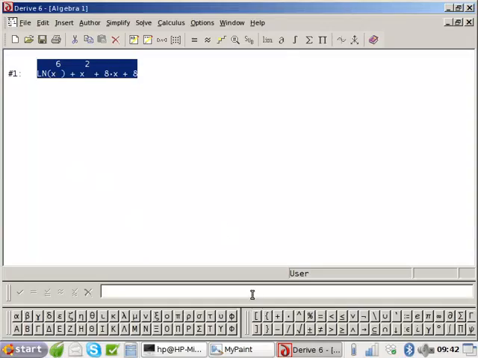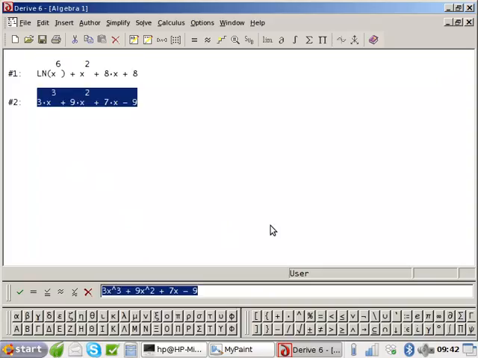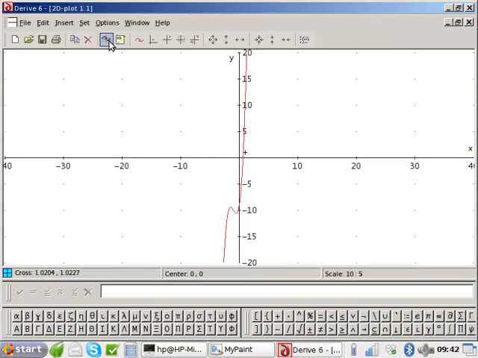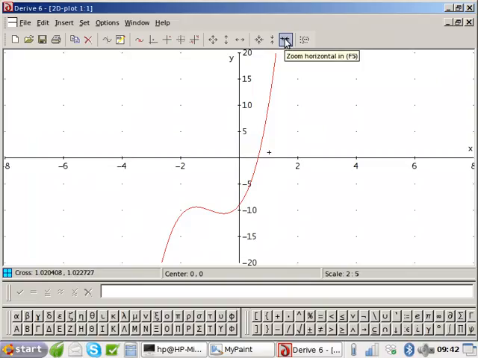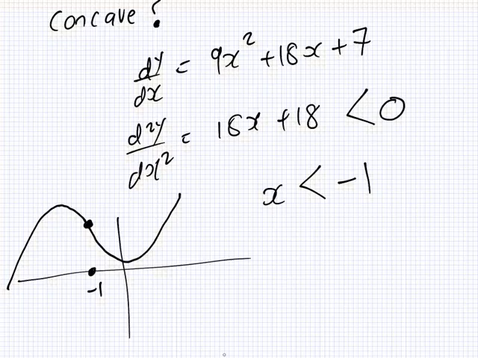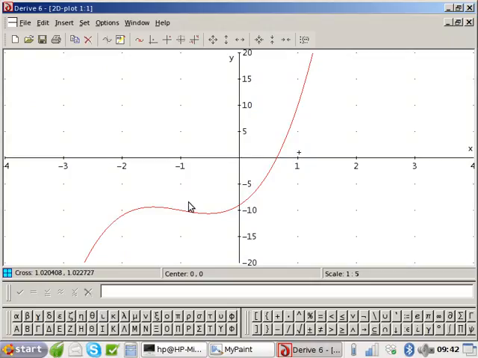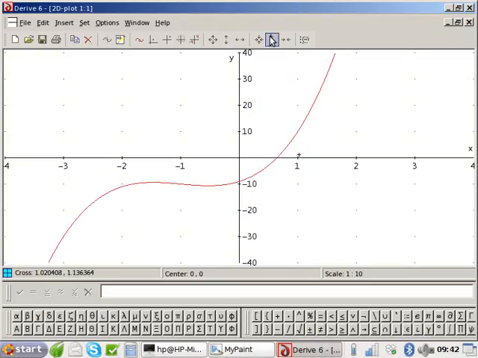Okay, so we have, what was it, 3x cubed minus 9x squared plus 7x minus 9. Okay, so if I graph this, my graph should be under the axis, but that doesn't matter. Maybe try to exaggerate a bit.